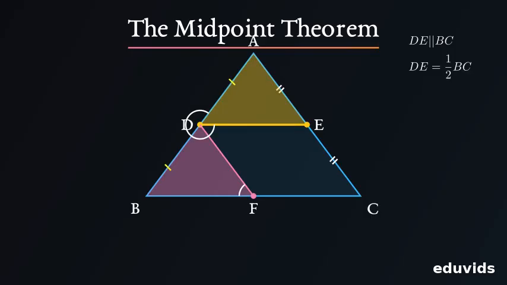AD equals DB by the midpoint definition. And angle DAE equals angle BDF. So by angle side angle the two triangles are congruent. That congruence forces DE to equal FB and AE to equal DF.